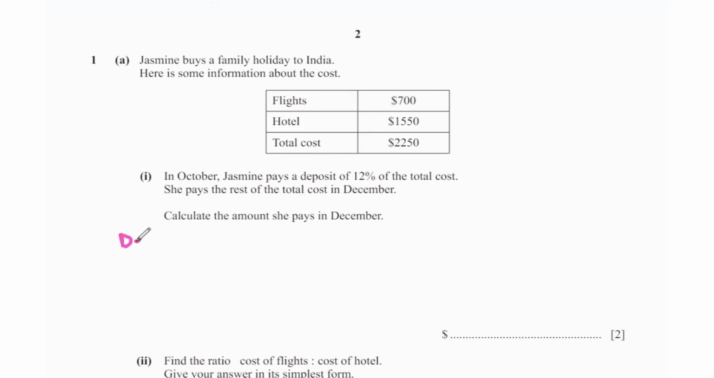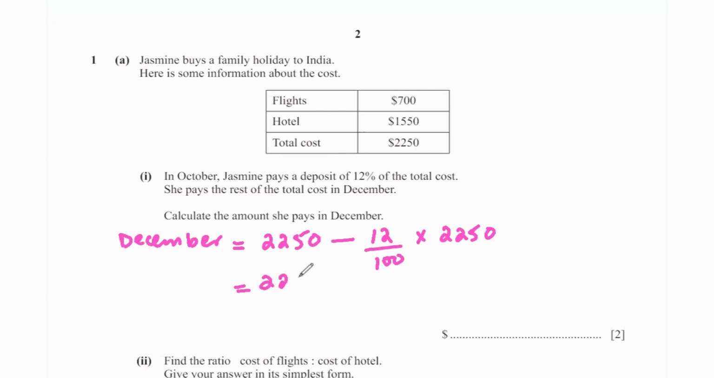So the amount in December is going to be the total cost, which is 2,250, minus the 12% she pays in October. So 12% of 2,250, which is going to be 270. 2,250 minus 270, and that's going to give us $1,980.